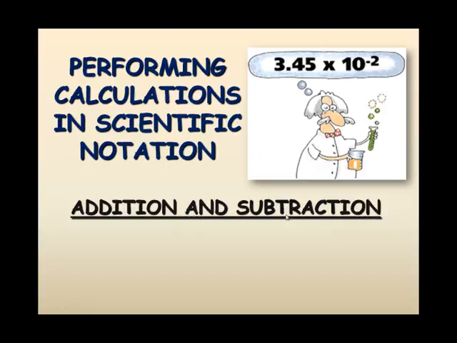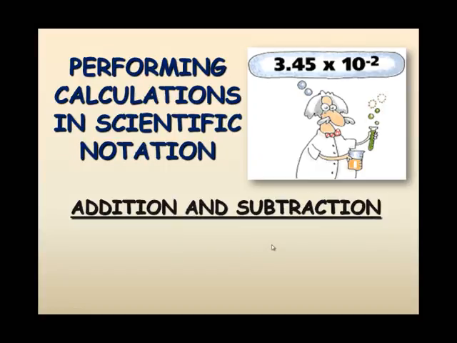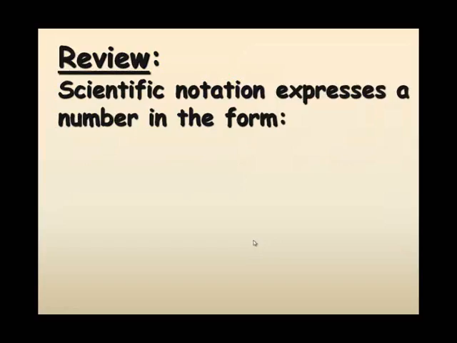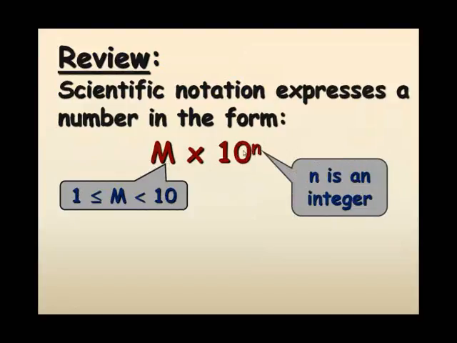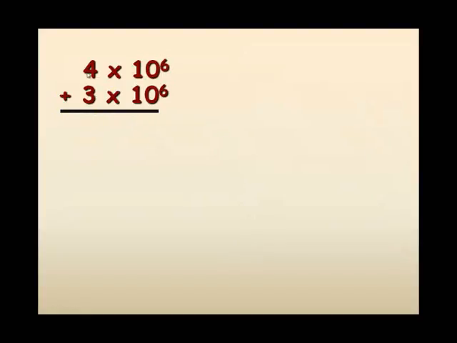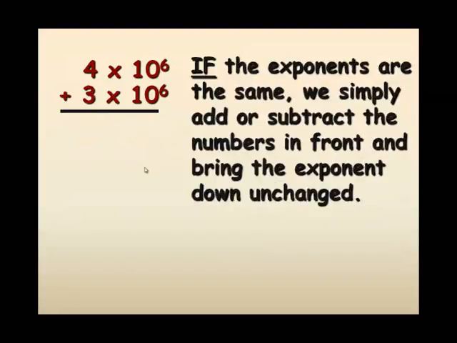Okay, now there's some rules about how to perform calculations in scientific notation. And the one that's actually the more difficult is addition and subtraction. Okay, so we express our numbers using this format. This number is between 1 and 10, right? This number is an integer. So let's say we had 4 times 10 to the 6th plus 3 times 10 to the 6th. As long as our exponents are the same, we can just add those coefficients. So it's just going to be 7 times 10 to the 6th.